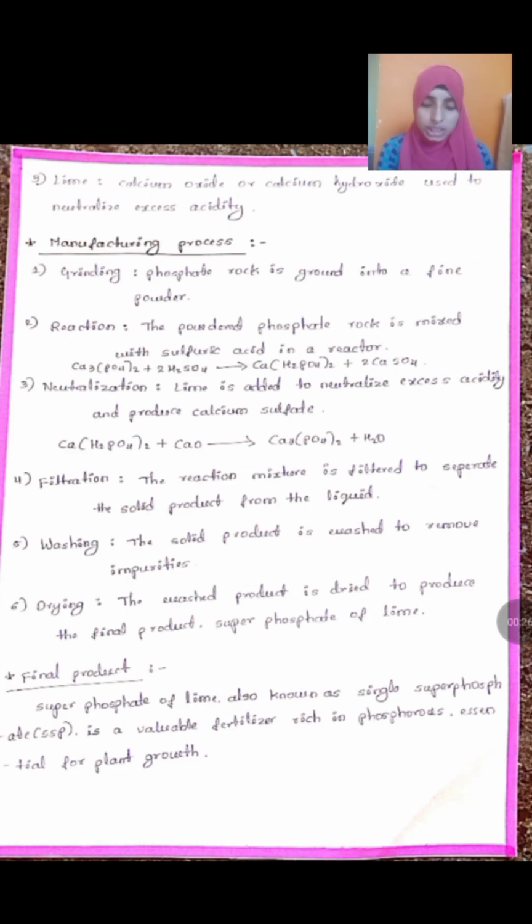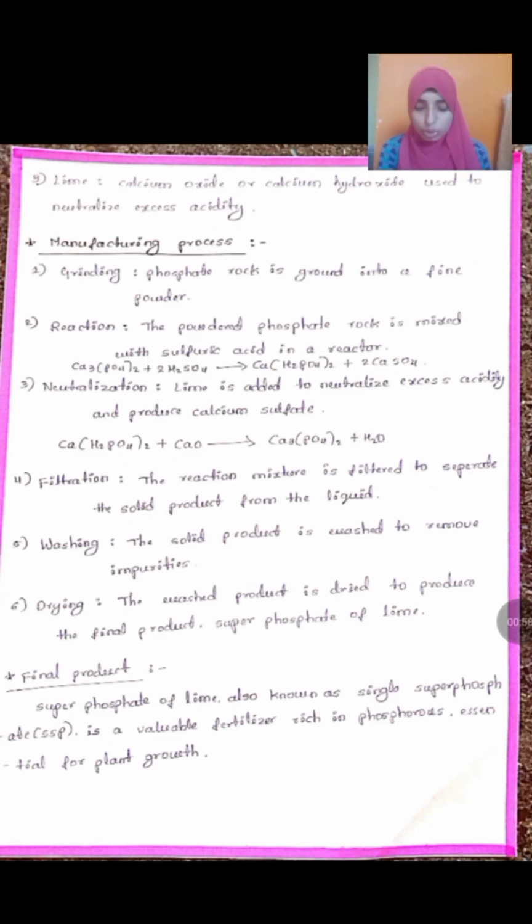Third one is neutralization. Lime is added to neutralize excess acidity and produce calcium sulfate. It gives Ca(H2PO4)2 + CaO. This reaction gives Ca3(PO4)2 + H2O. Fourth one is filtration. The reaction mixture is filtered to separate the solid product from the liquid. Fifth one is washing. The solid product is washed to remove impurities. Sixth one is drying. The washed product is dried to produce the final product, superphosphate of lime.